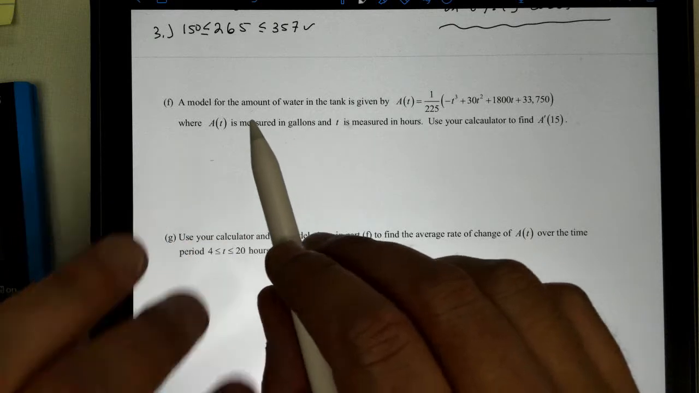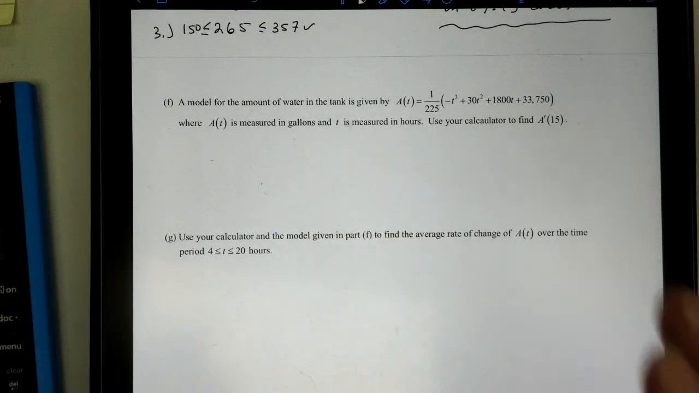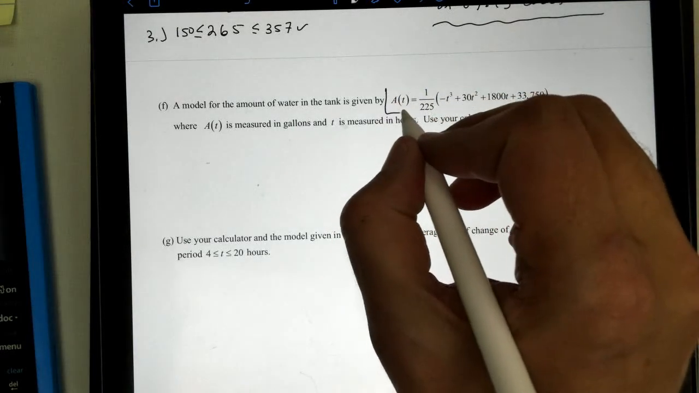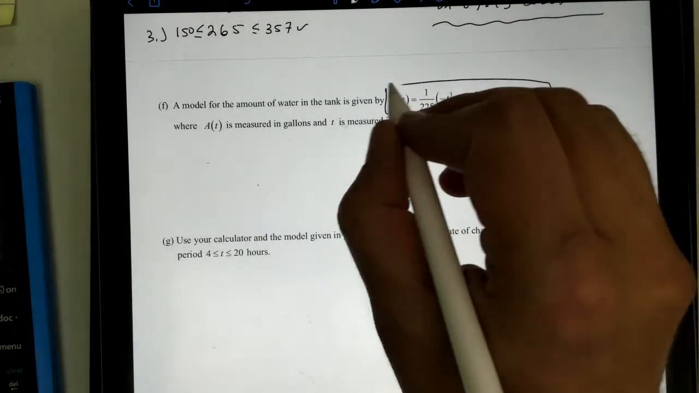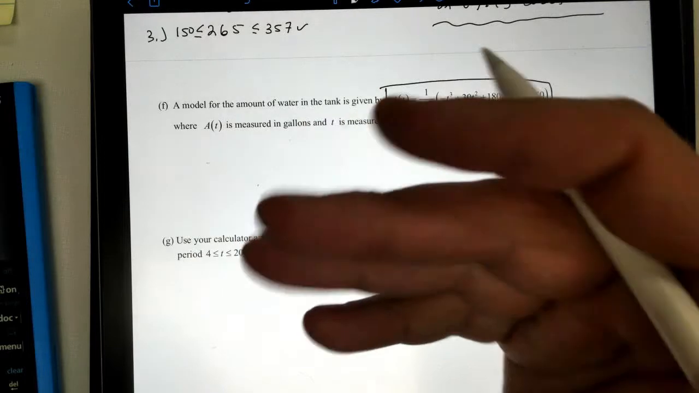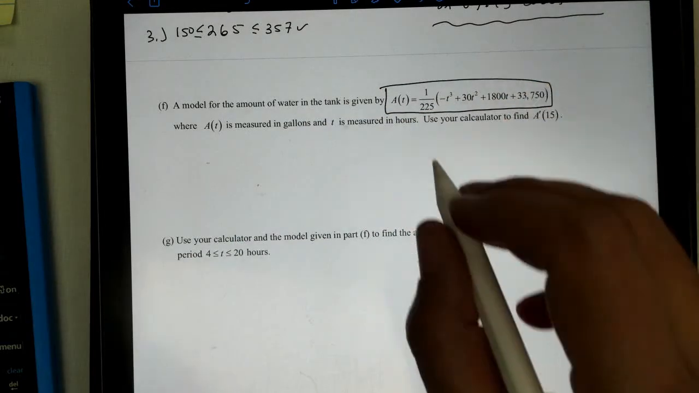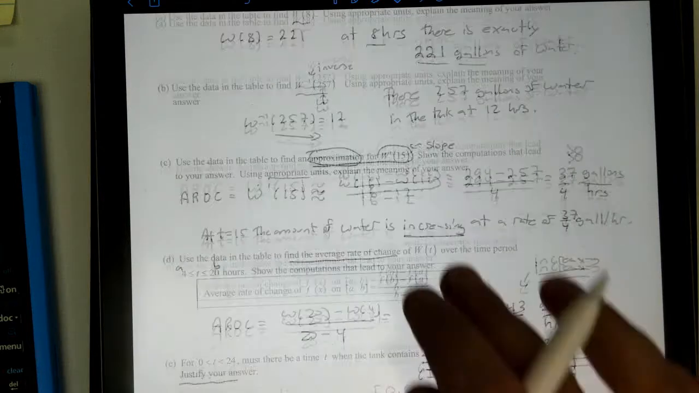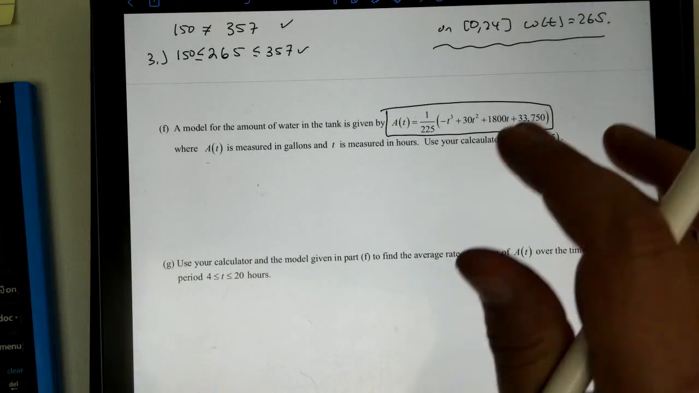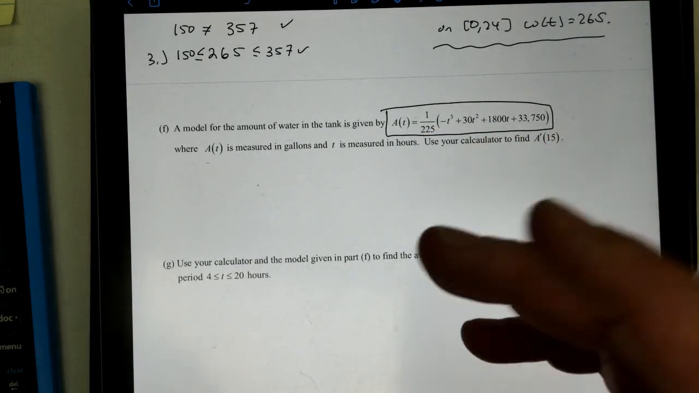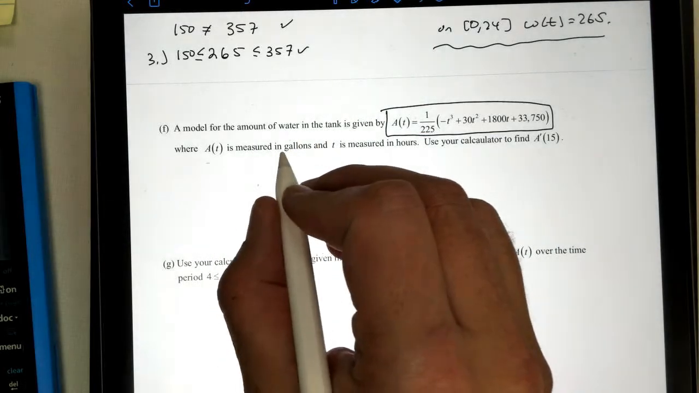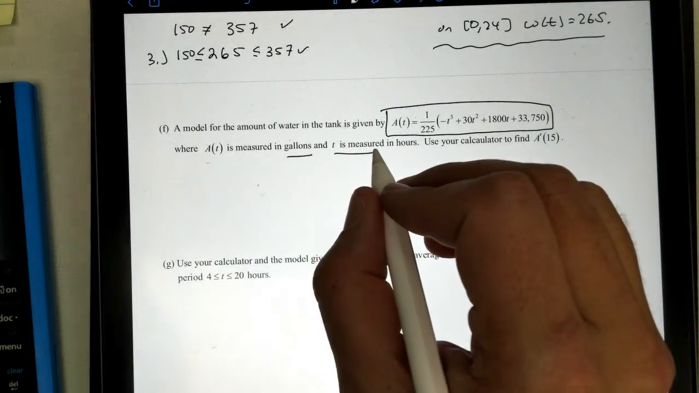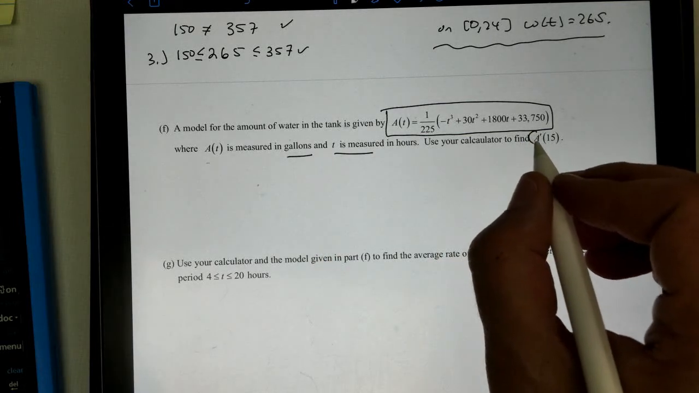So we have a model of the amount of water in the tank given by this equation. In the first example, it was given by W of t, where W of t was from our table. But this time they're giving us A of t, the amount of water, as an equation. And again, A of t is the amount of gallons in the water, and t is measured in hours. Now they're asking us to find A prime of 15.